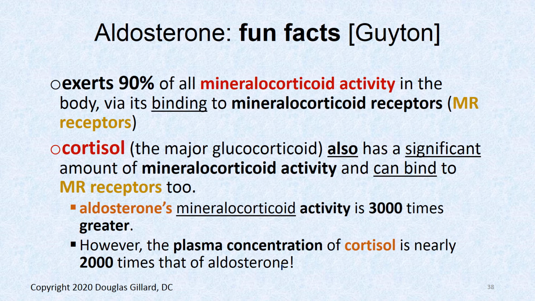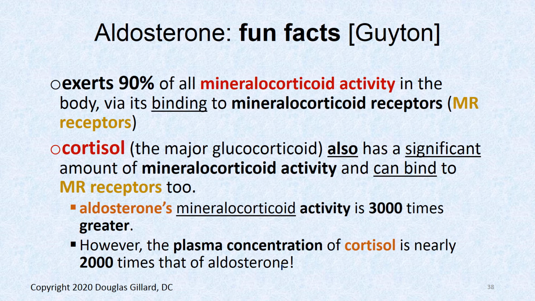It exerts 90% of all mineralocorticoid activity. What does that even mean, mineralocorticoid? Well, who's the mineralocorticoid? That's aldosterone. What does aldosterone do? It increases your blood pressure. How does it do that? Well, by soaking up salt and water. It reabsorbs salt and water follows. So that's what mineralocorticoid activity is. That means raising your blood pressure up.